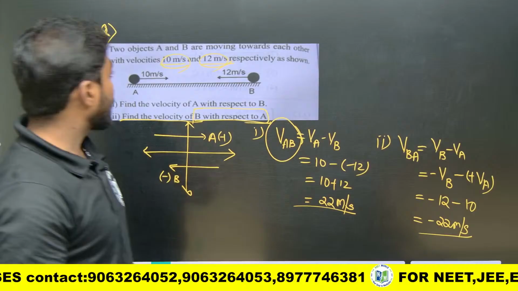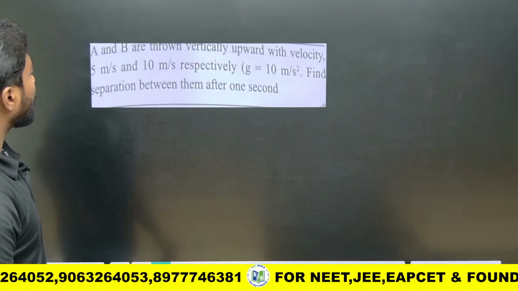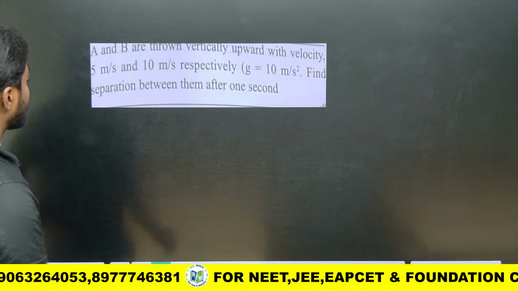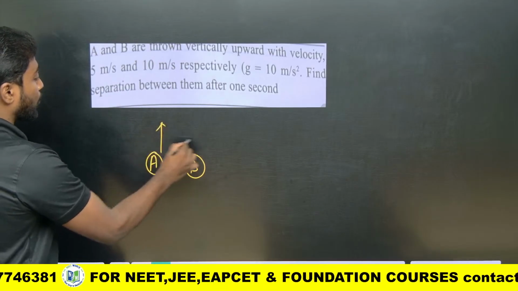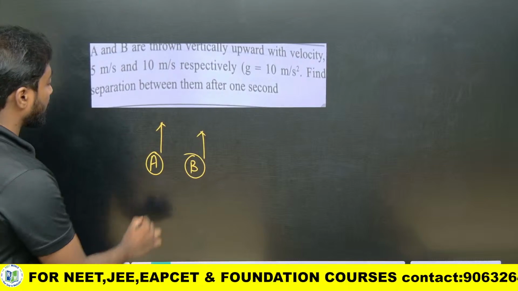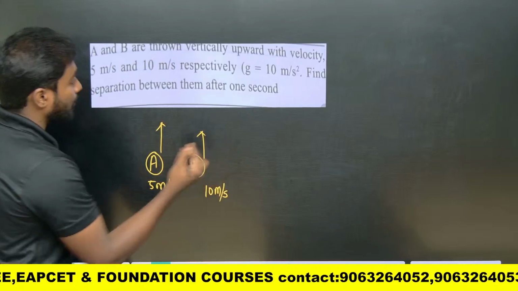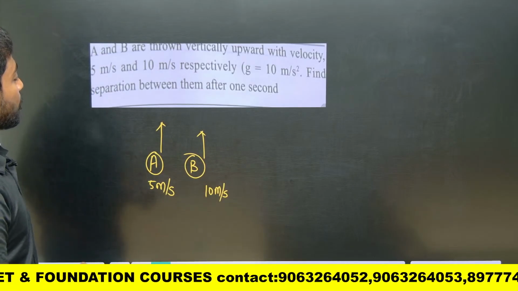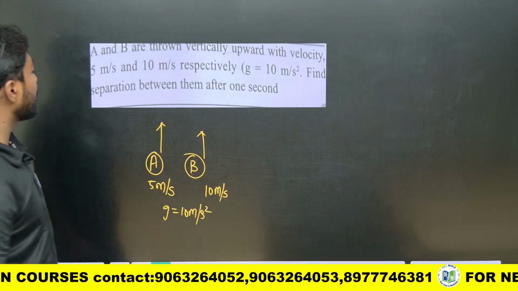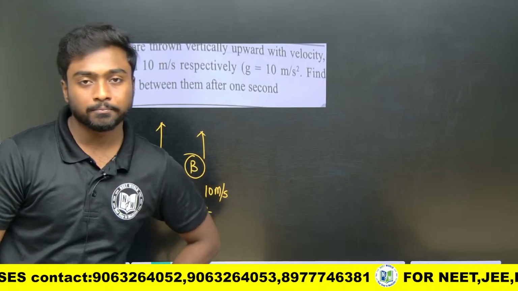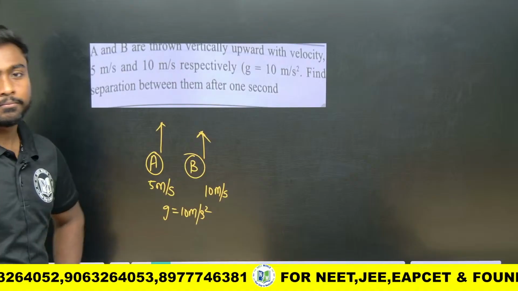Okay, we'll go for the next question. A and B are thrown vertically upward. Body A is there and body B is there. I have thrown them upward with velocities 5 meter per second and 10 meter per second respectively. g is given as 10 meter per second square. Find the separation between them after 1 second. How can we find this? Can you give an answer for this?